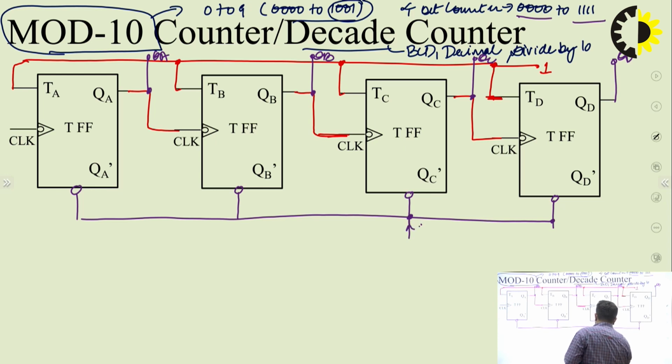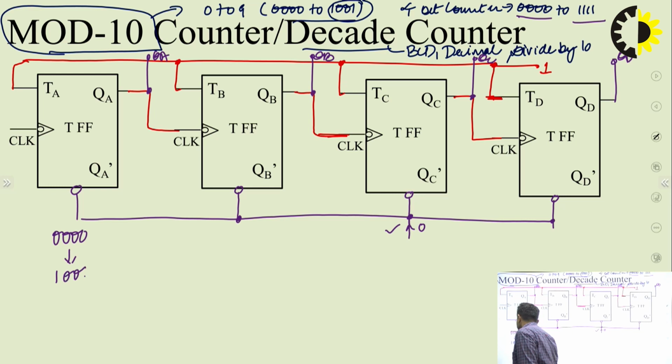Now if I am able to somehow generate a 0 on this terminal, that means I want to clear all these flip-flops by generating a 0 here. All the flip-flops will change their output to 0, 0, 0, 0 at any point of time, irrespective of what the previous output was, irrespective of whether the clock is available or not. So my counter will start counting from 0, 0, 0, 0 to 1, 0, 0, 1. These are my desired states.